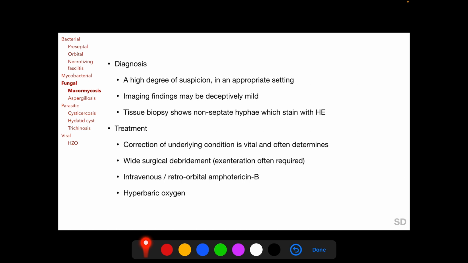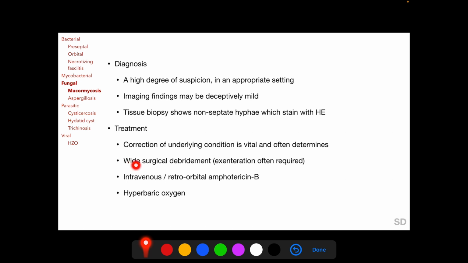As we have mentioned, a very high degree of suspicion is important in an appropriate clinical setting, that is, a patient with a predisposing condition such as diabetic ketoacidosis. However, imaging findings may be deceptively mild in mucormycosis, but tissue biopsy shows non-septate hyphae which stain with hematoxylin and eosin. Treatment of mucormycosis includes correction of the underlying condition, which is very important and may actually determine survival of the patient.